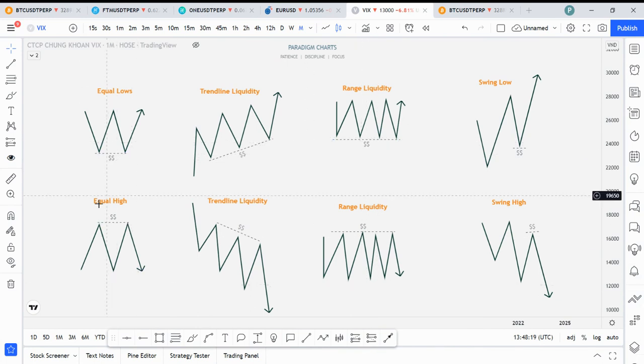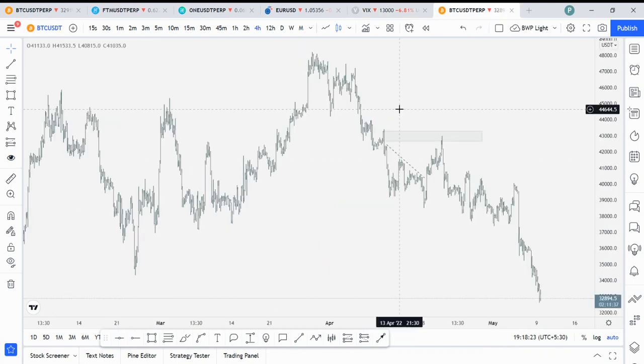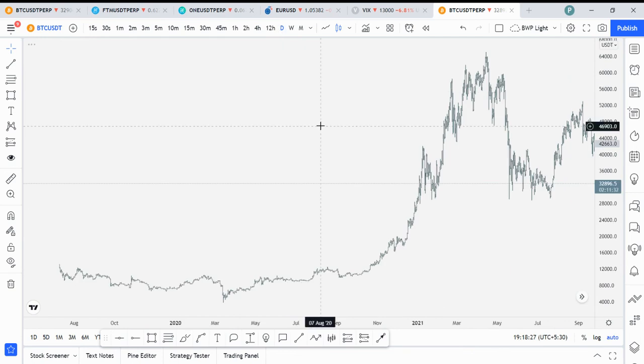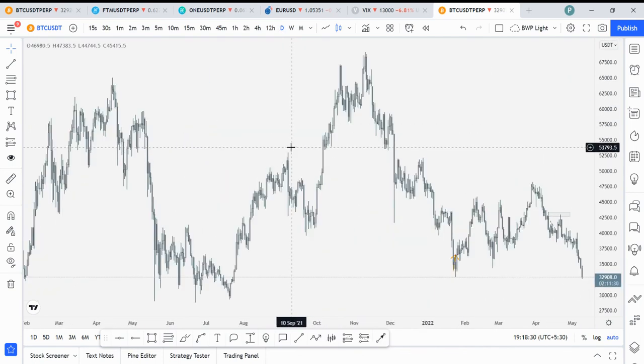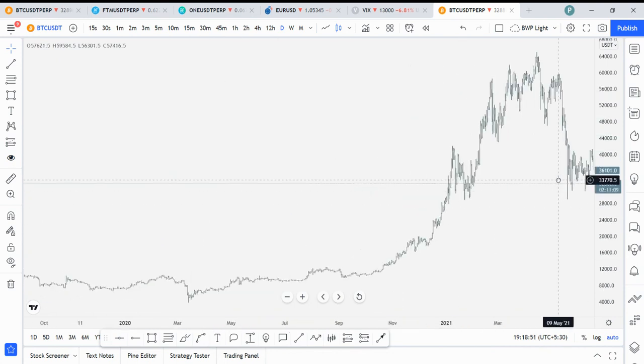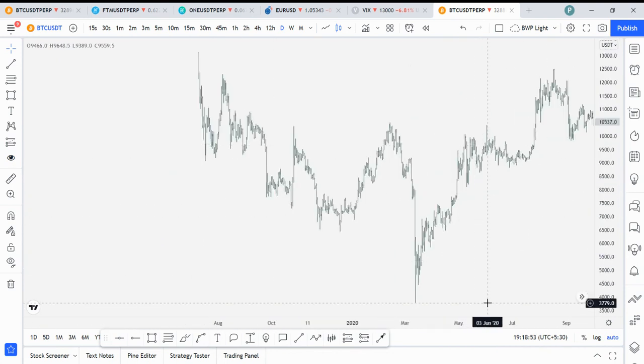So equal lows, equal highs. This is one of the reasons why I have been saying, for those who have been on Crypto Academy, from around here, that BTC is going to take out this low, most likely. Or at least take out this low, take out this low. Because they want to buy. And it can even get worse than it is. It can go as low as 17,000, as low as this low here.